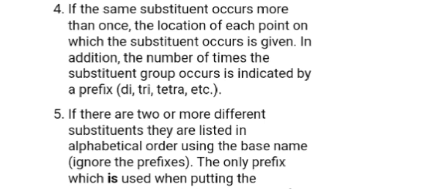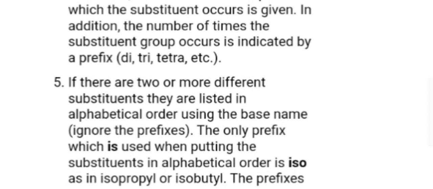You just need to state that this one is in carbon 1. You first of all state their location. Then the next thing, the location of each point at which the substituent occurs is given. In addition, the number of times the substituent group occurs is indicated by the prefix di, tri, tetra, etc. If it occurs 2 times, we use di because di means 2. If it occurs 3 times, you use tri. If it occurs 4 times, tetra, and so on. Then number 5.